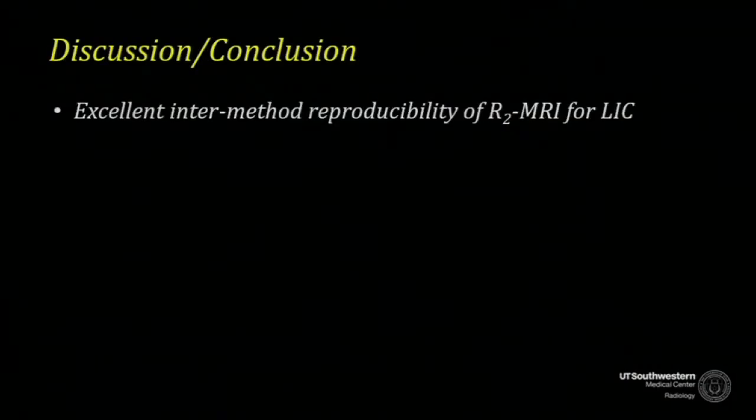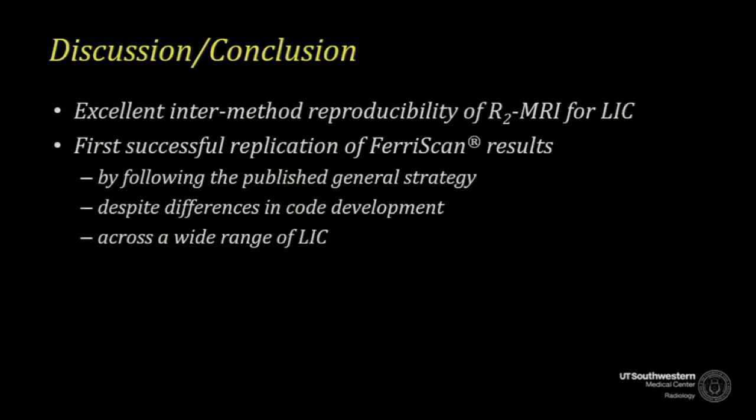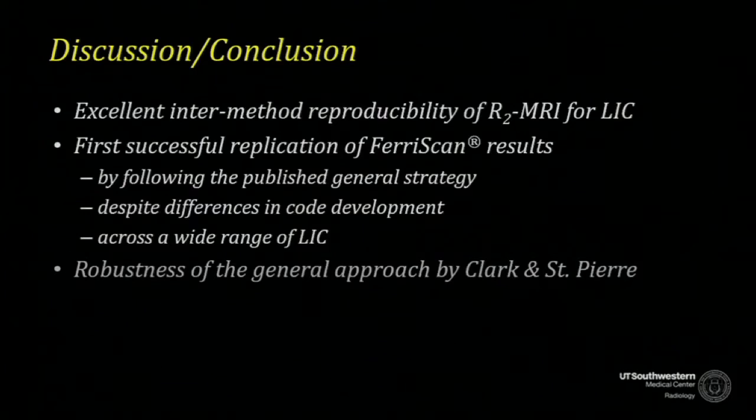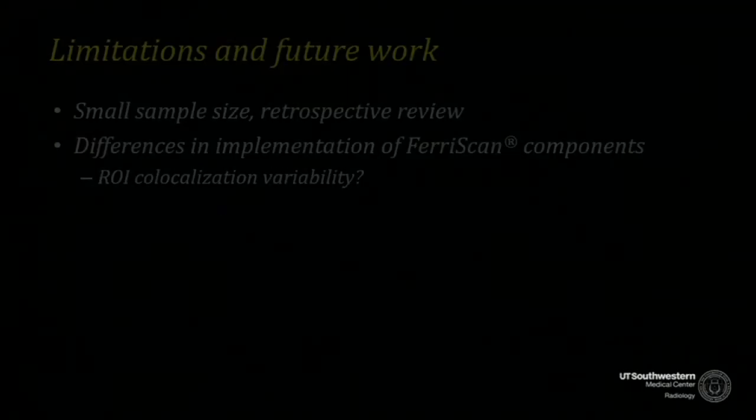So in conclusion, we were able to observe excellent intermethod reproducibility of R2 MRI for liver iron concentration. This was the first successful replication of FerriScan results, and we did that by following the published general strategy by St. Pierre and Clark. This was despite the differences in code development, and it was seen across a wide range of liver iron concentrations, and we believe it speaks to the robustness of their general approach.